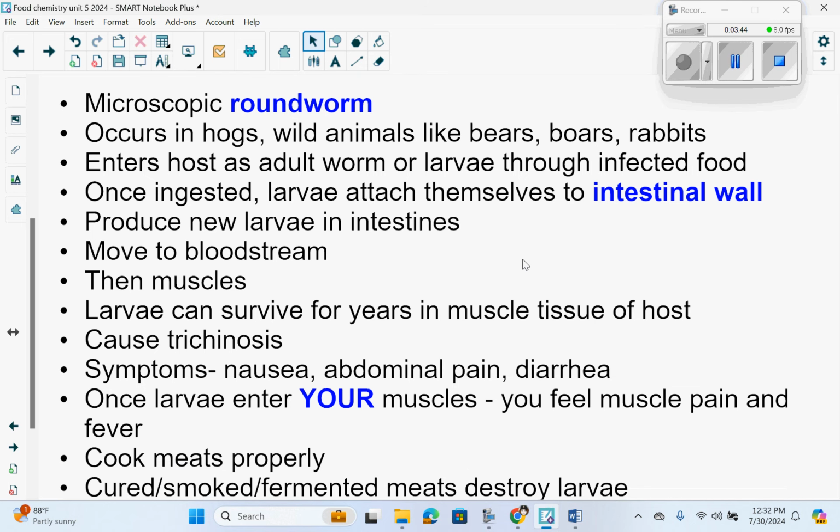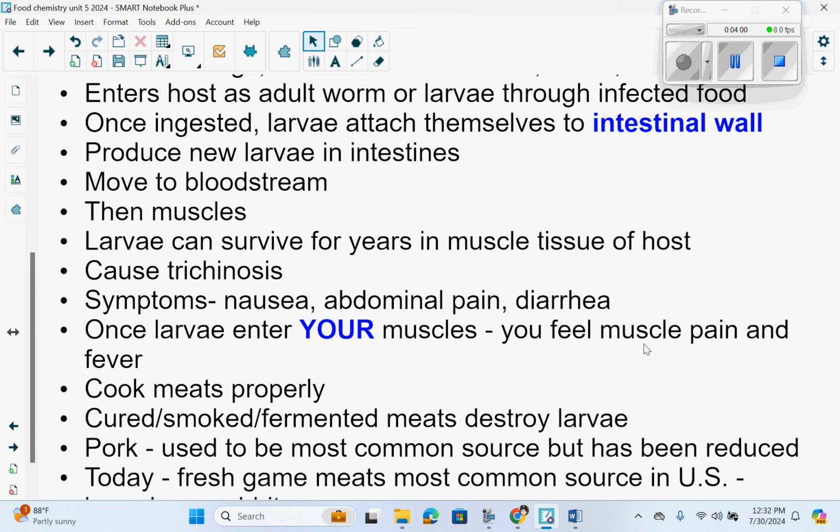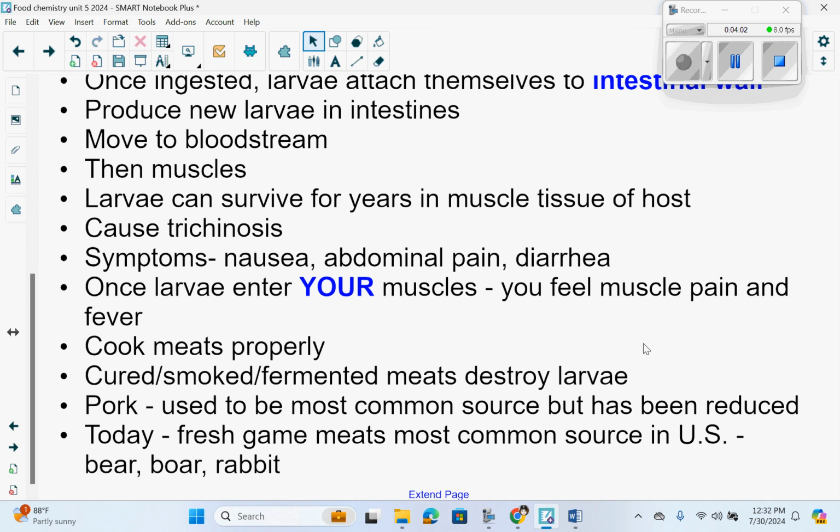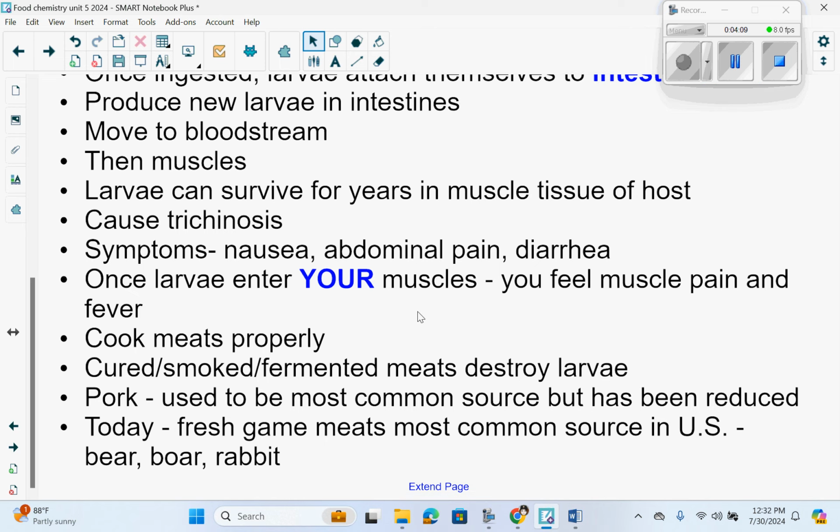Once ingested, the larvae attach themselves to the intestinal wall, produce new larvae in the intestines, they move to the bloodstream, then the muscles, and the larvae can survive for years in the muscle tissue of a host, and they cause trichinosis. Symptoms are nausea, abdominal pain, and diarrhea. Once the larvae enter your muscles, you feel muscle pain and fever. Cook your meats properly. Cured, smoked, and fermented meats destroy the larvae.